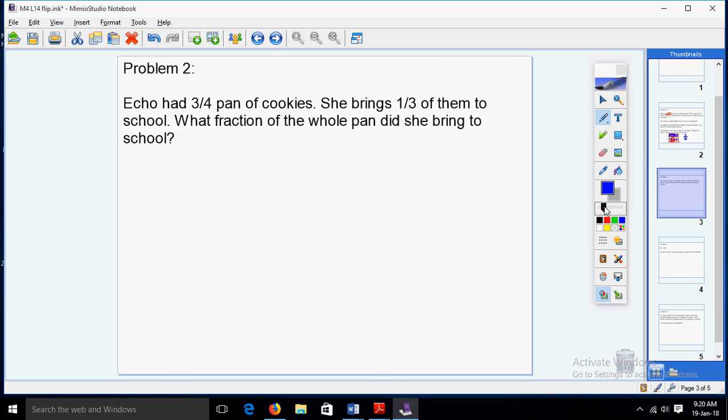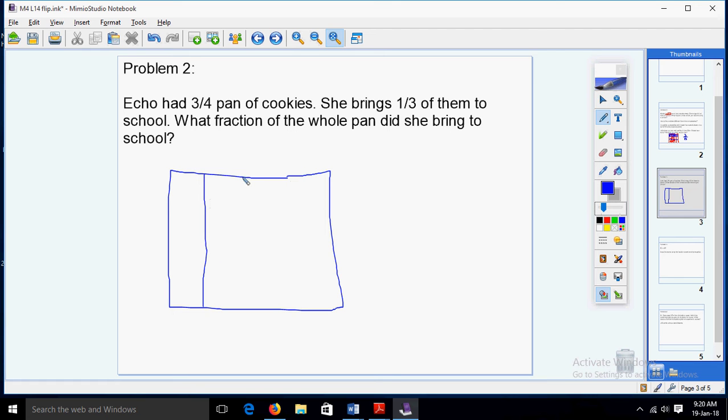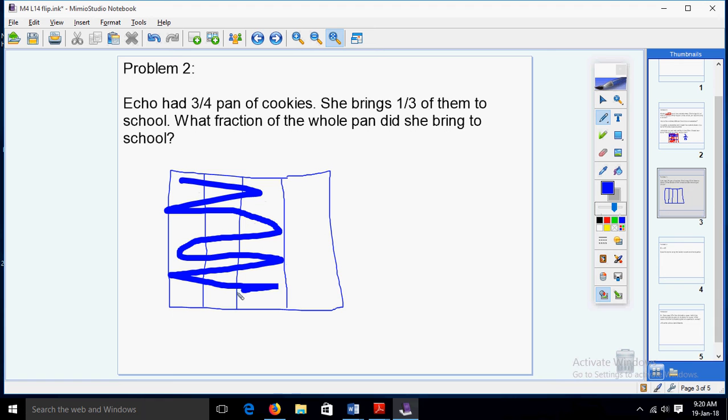All right, Echo. She has 3/4 pan of cookies. She brings 1/3 of them to school. What fraction of the whole pan did she bring? Once again, here's her whole pan. We're in fourths on this one. Remember, this is a non-unit fraction. There's fourths. I'm going to shade in 3 of them. Hopefully you do your shading a little bit better than this. I'm going to switch colors just so it's a lot easier to see.